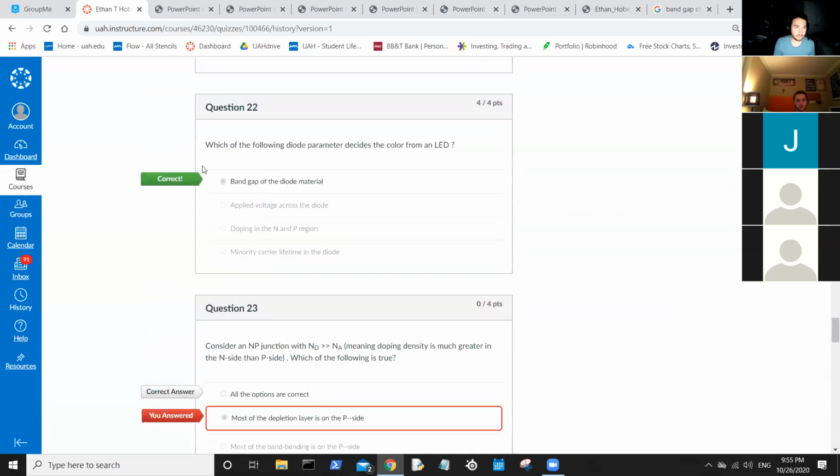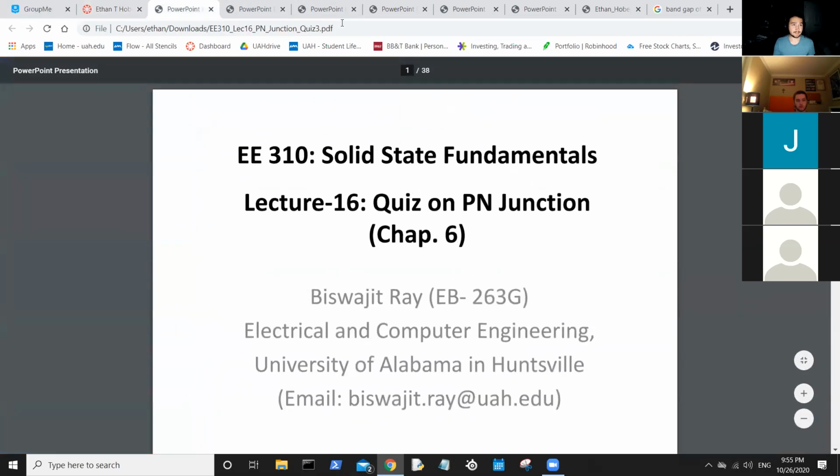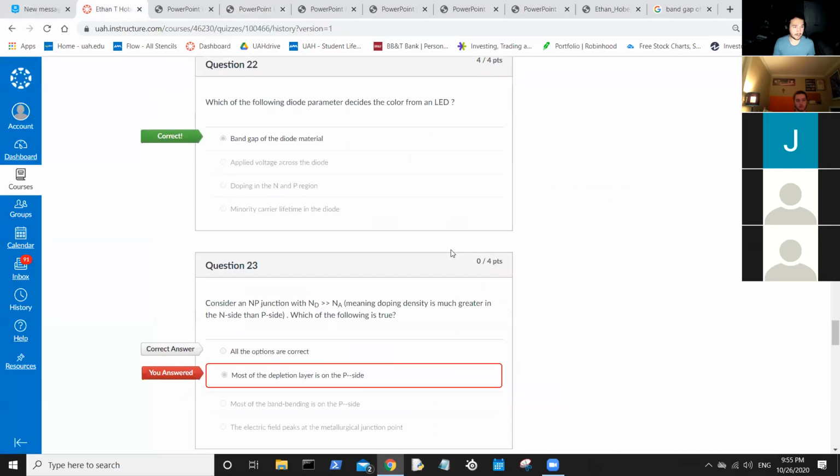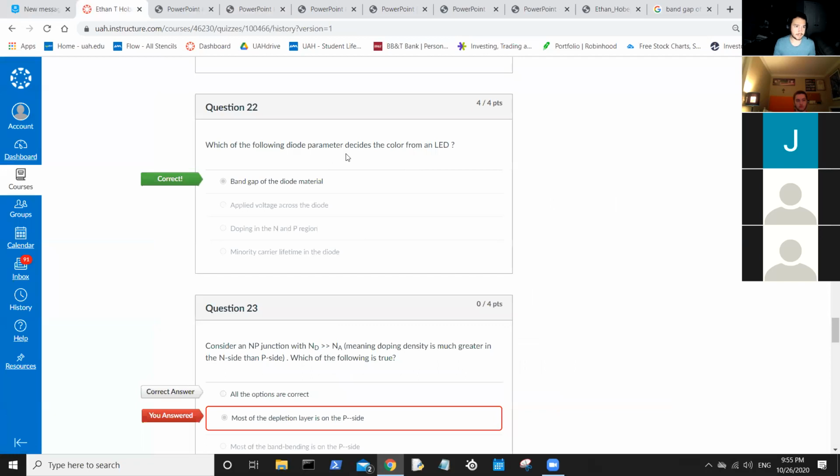All right, 22. Which of the following diode parameters decides the color of an LED? This is straight up from his applications thing. But luckily, I knew this one beforehand because I liked LEDs for a while. I was obsessed with them.